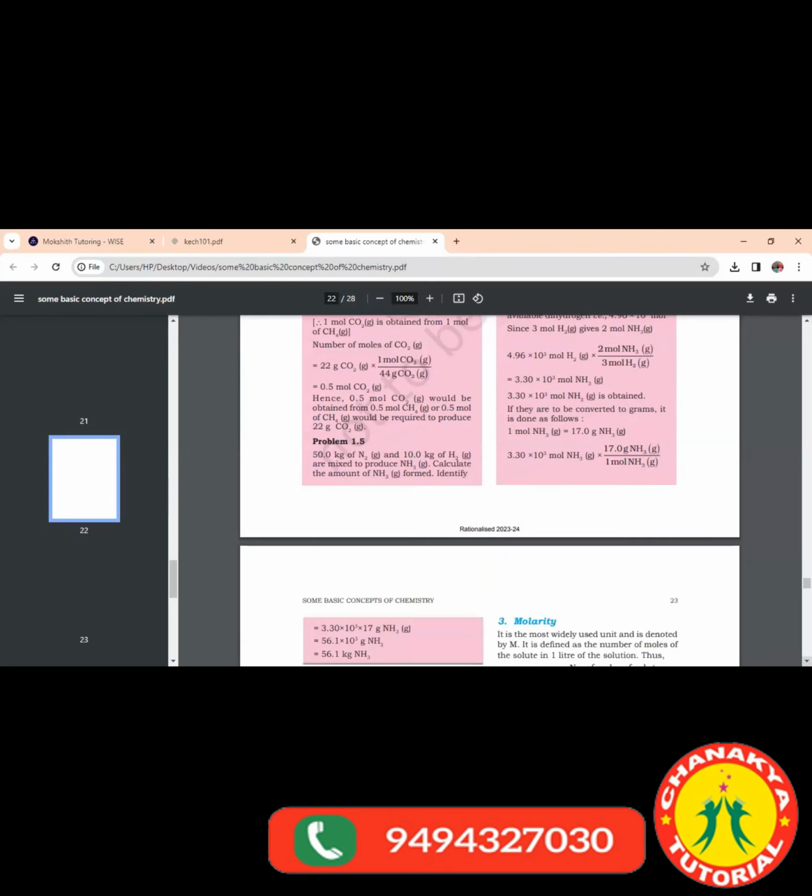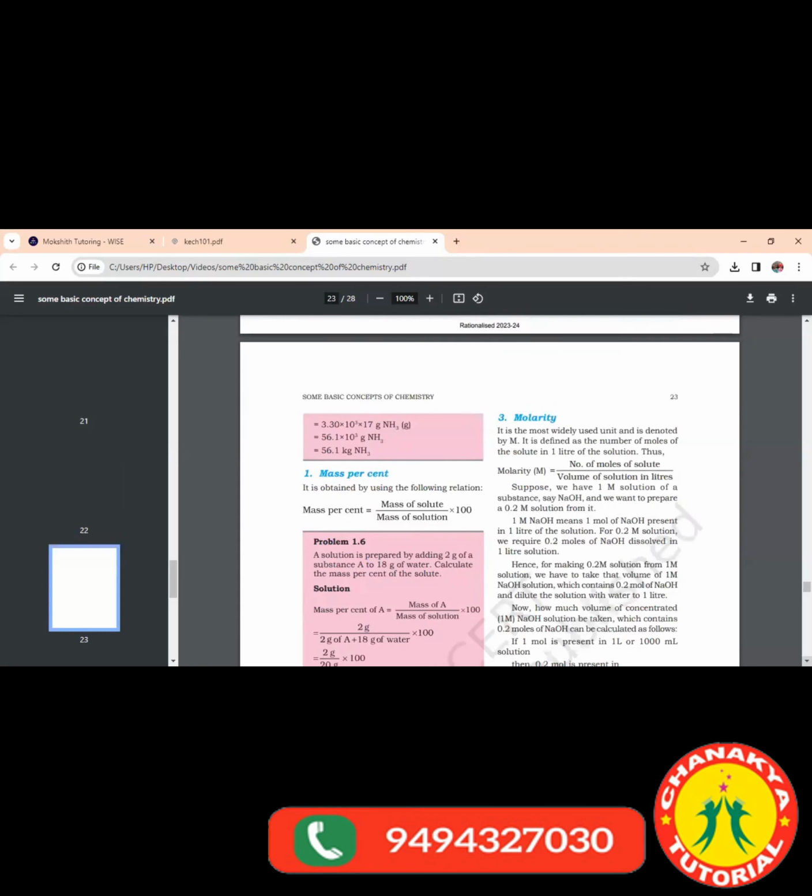Fine. Now, one more important concept remains in this chapter, which I wanted to explain to you. That is mass percent, which I think we have already seen. A simple problem is given on this: mass of solute upon mass of solution into 100. It's mass percent in a different way, related to the solution. One problem is given to you on this basis: a solution is prepared by adding 2 grams of substance A to 18 grams of water. Calculate the mass percent of solute.